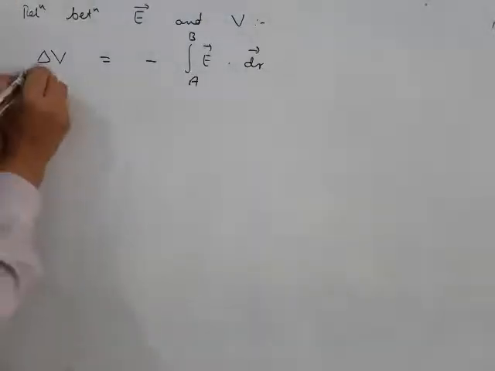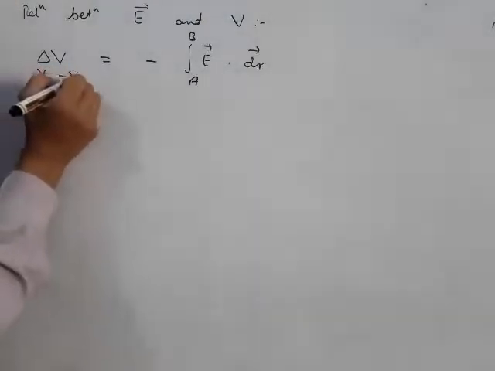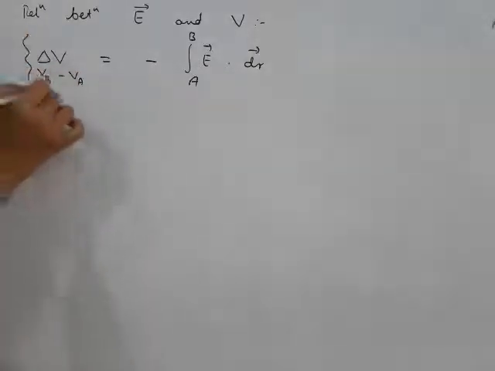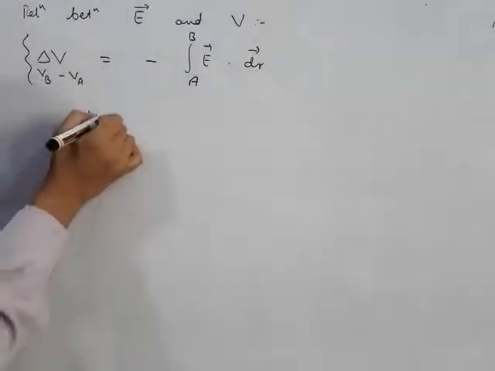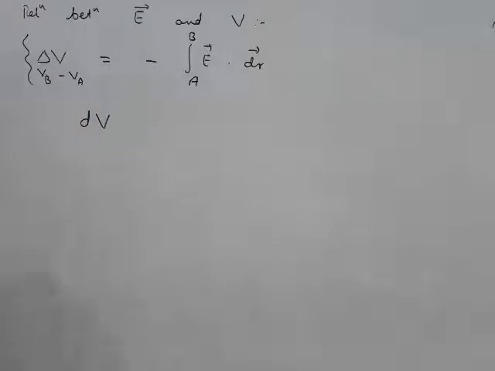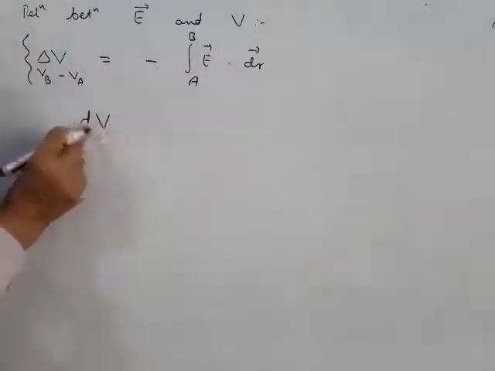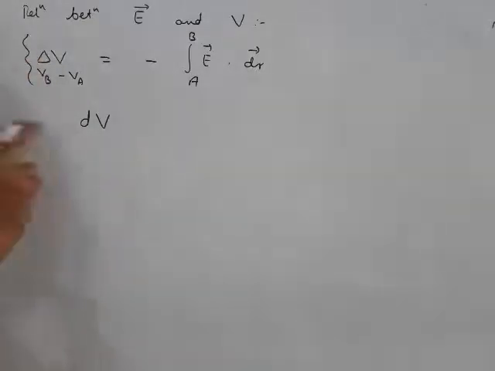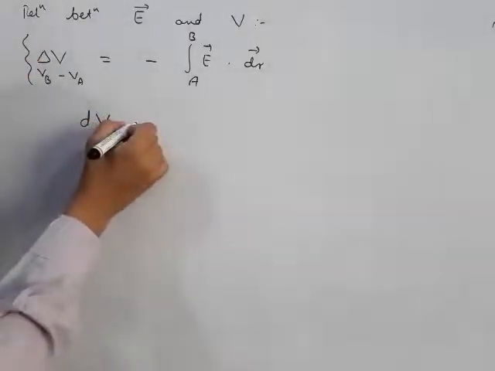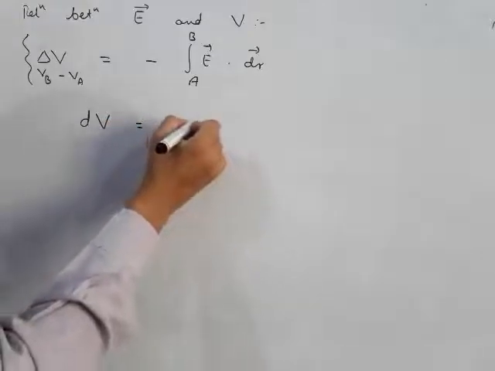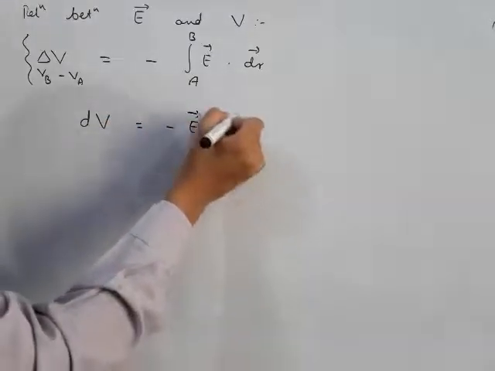This delta V was how much? Final potential minus initial potential. The same thing I can write like so in differential form. dV is equal to, dV is a very small change in V. This was considerable change in potential. This is very small change in V. This will be minus E dot dr.